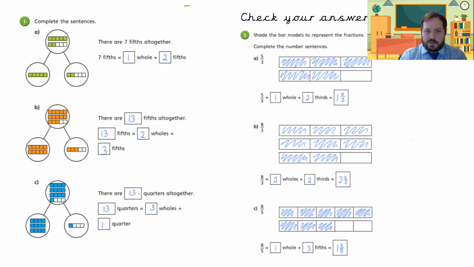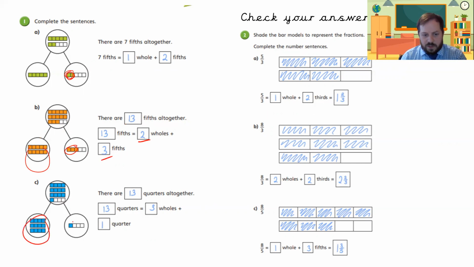Let's have a look at the answers. So the first thing we're thinking over here is we can easily see that 7 fifths, there's 5 there and 2 there. They split them into how many whole ones and how many parts we have. So we have 1 whole one with 2 parts. Then the same here, 2 whole ones and 3 fifths.